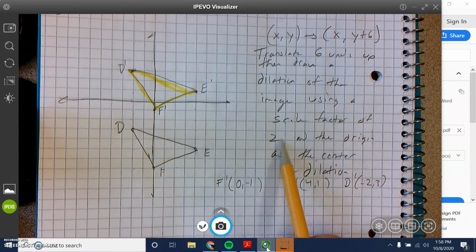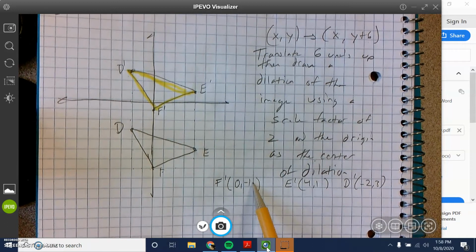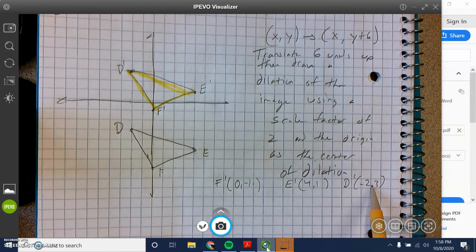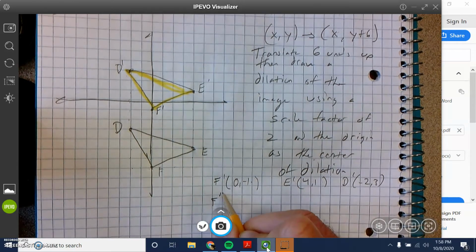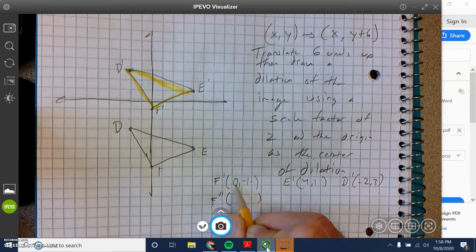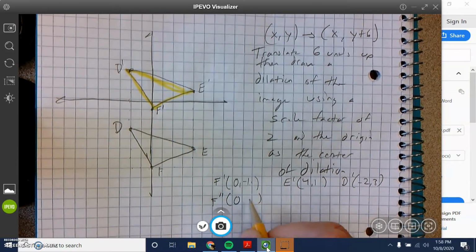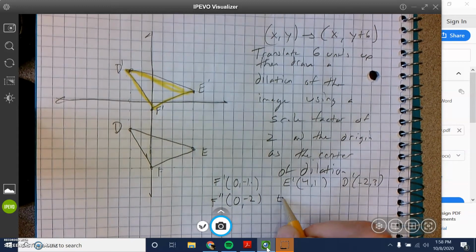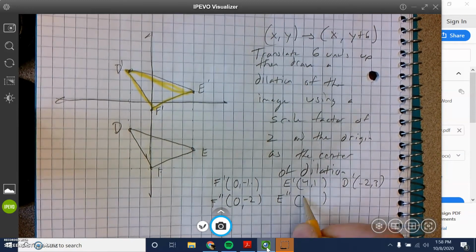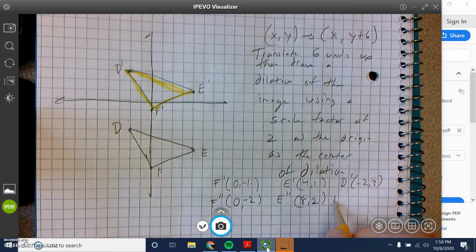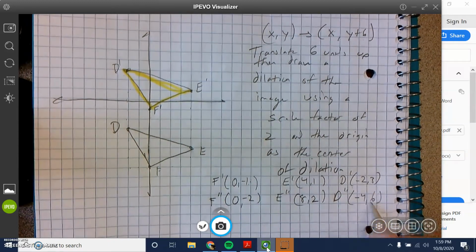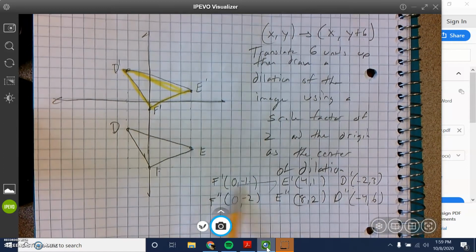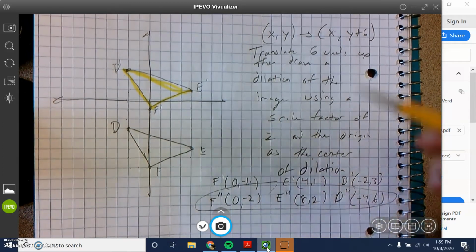So when I have a scale factor of 2, that means I multiply both the x and the y by 2. Multiply both the x and the y by 2. So F double prime, 0 times 2, 0, -1 times 2 is -2. Bam. E double prime, what's that going to be? Yeah, 8, 2. D double prime, what's that going to be? Yeah, -4, 6. So circle these, that is what I have to graph.